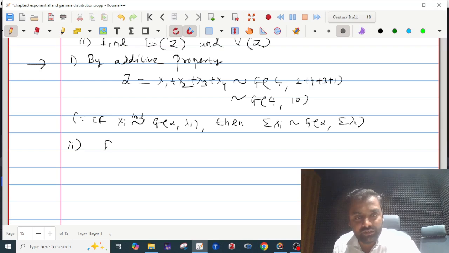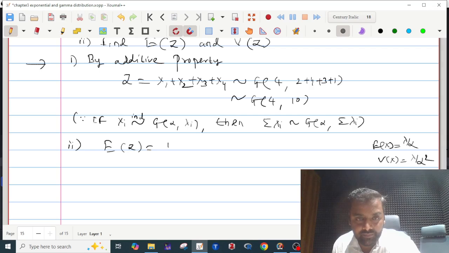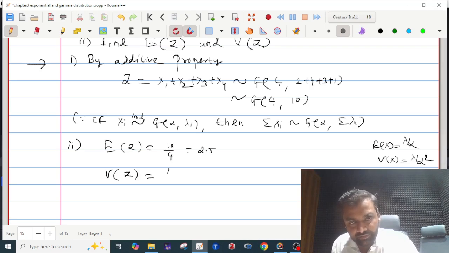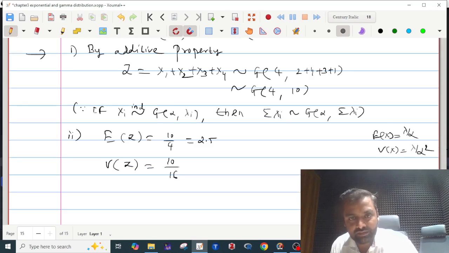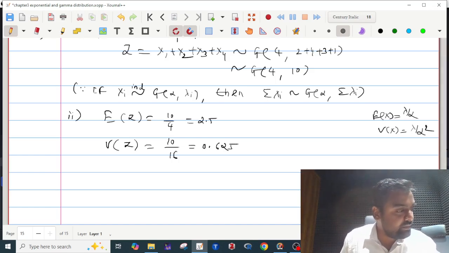Second, expectation of z. If x follows gamma alpha lambda, then the expectation of x is lambda upon alpha. Variance is lambda upon alpha square. Lambda is 10 and alpha is 4, so the mean is 10 upon 4. Variance is lambda upon alpha square, 10 upon 16. That's it. You can solve this, 0.62. Let's see some more examples.